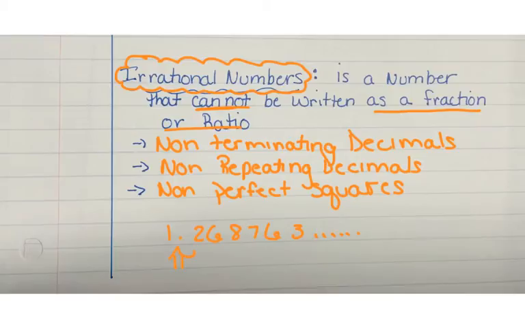And then any non-perfect square, so that would be like the square root of 2. Okay, the square root of 3. A number that we don't know another number that can multiply itself to get that number. Okay, so those are non-perfect squares.